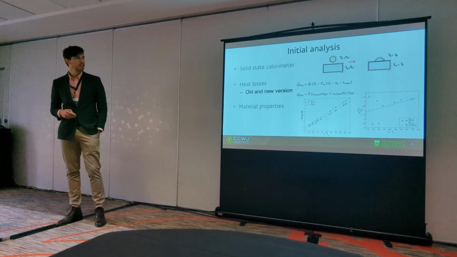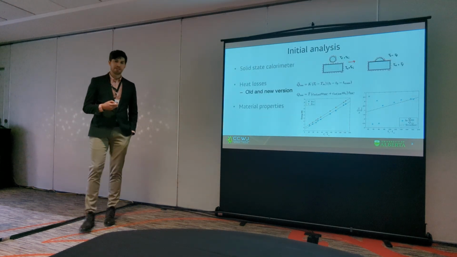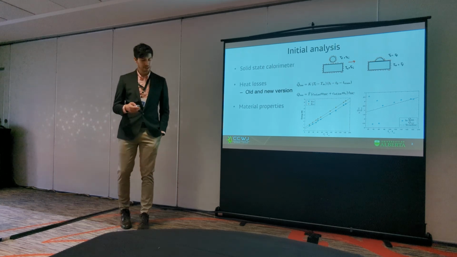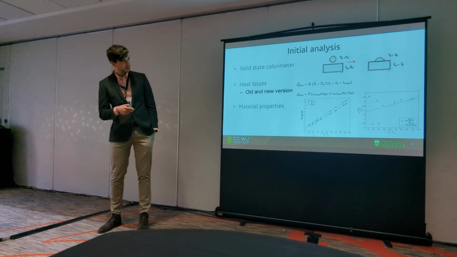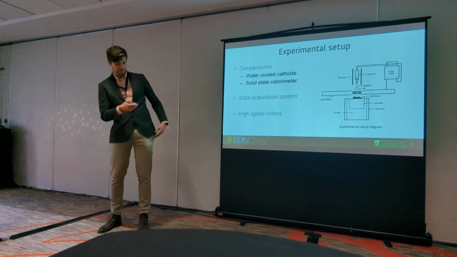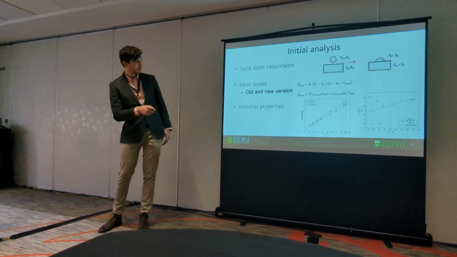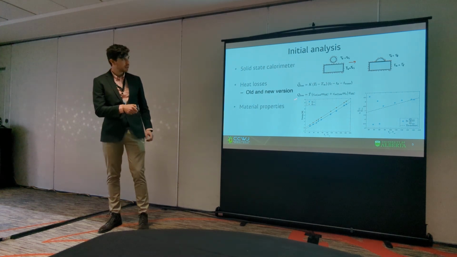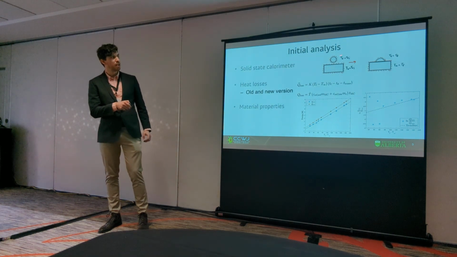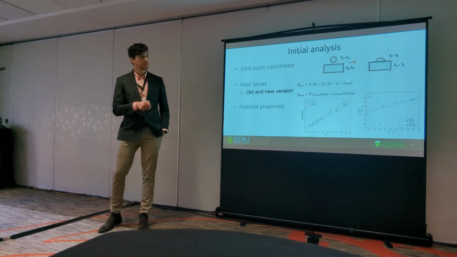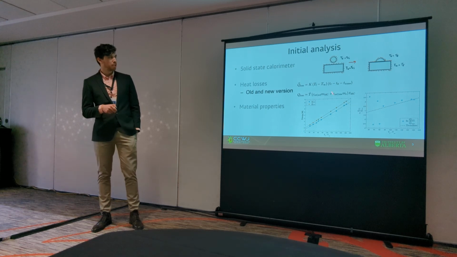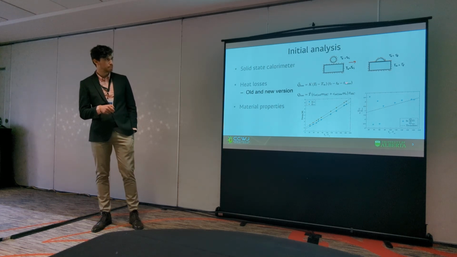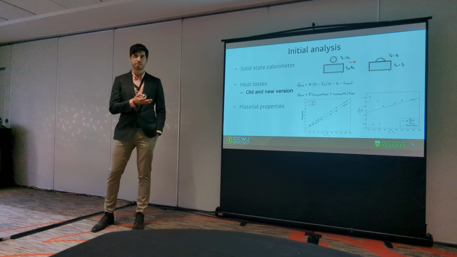Okay? So what's the initial analysis that we did? First, we decided to perform some experiments. Some people in the past have done experiments, and they used a solid-state calorimeter, like this one, where you put a molten droplet on top of it, and then eventually it will cool down, and they both will have the same temperature. Previously, the formula used was this one with some K and some T that were fitted for this purpose.